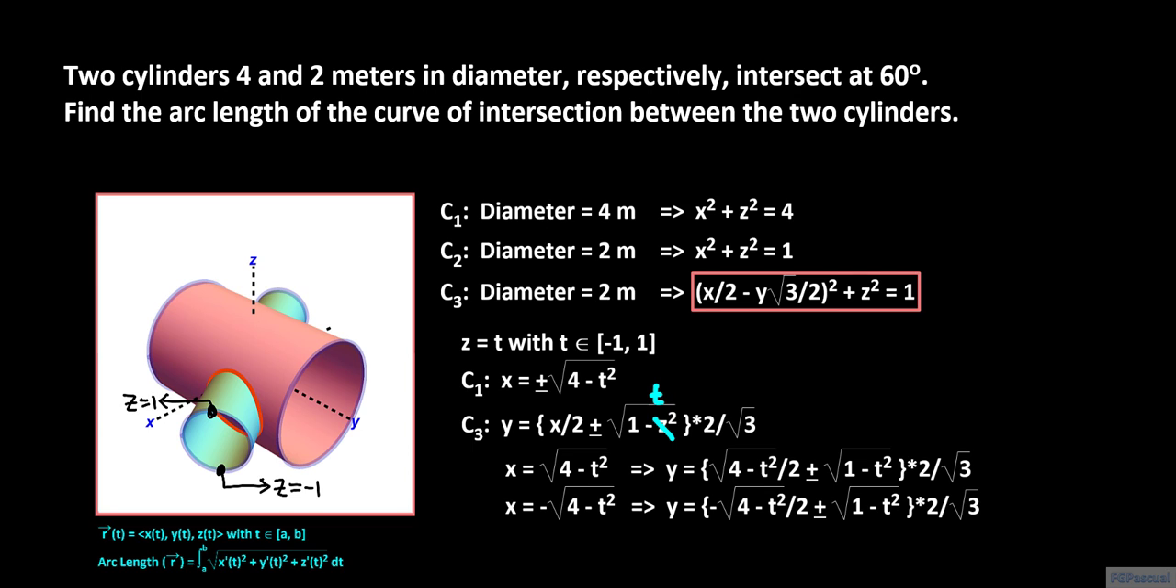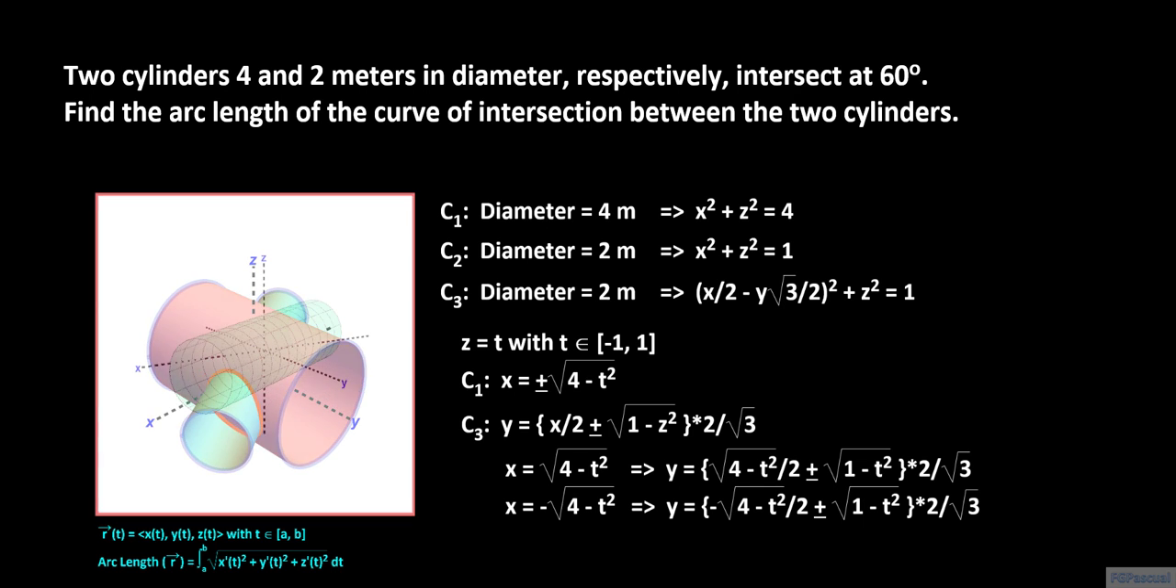We are just about ready to set up the integral for the arc length of the intersection between the two cylinders. But first, we examine how the curve is traced by the parameterization or parameterizations as t increases from t equals -1 to t equals 1. This should give us a better idea on how to set up the integral or integrals for the arc length of the intersection between the two cylinders. We will use the small cylinder as a point of reference.